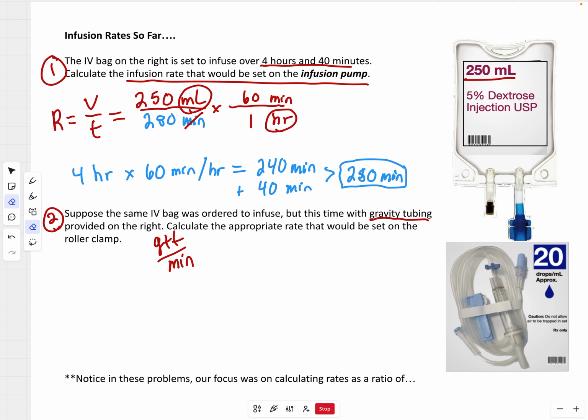So now I'm going to have 250 times 60, divide that by 280. We should get 53.5714, and with an infusion pump, we're going to round this to the tenths place. So this would be 53.6 milliliters per hour.